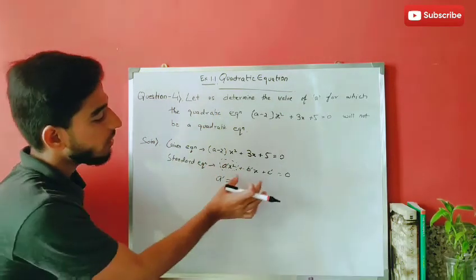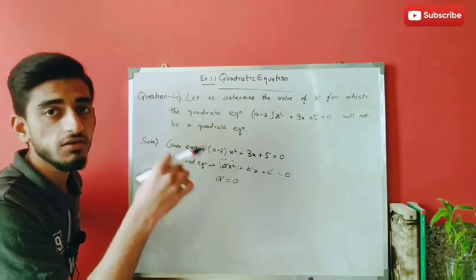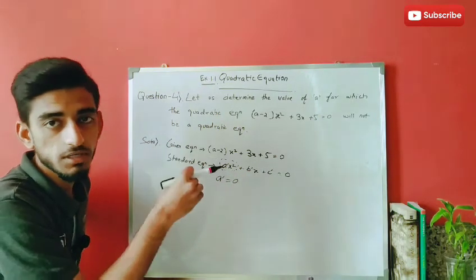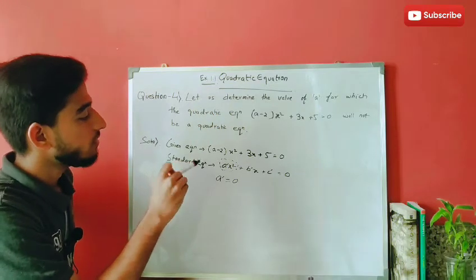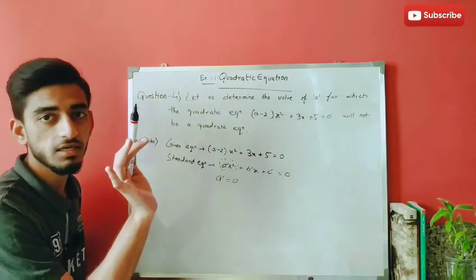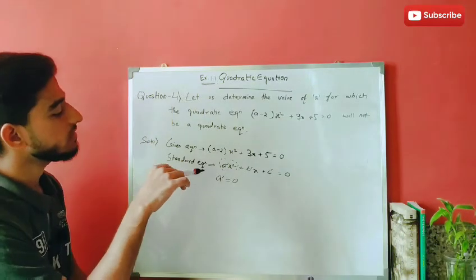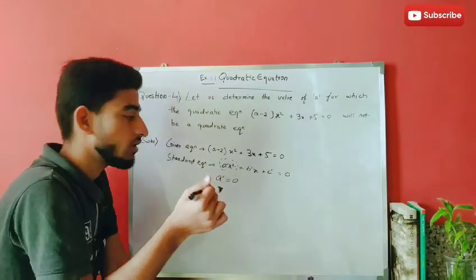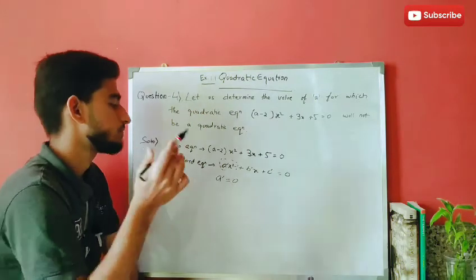So this will not be a polynomial with the degree 2. It will not be a polynomial where the highest power of x is 2; it will not remain like that. So then it will not be a quadratic equation.